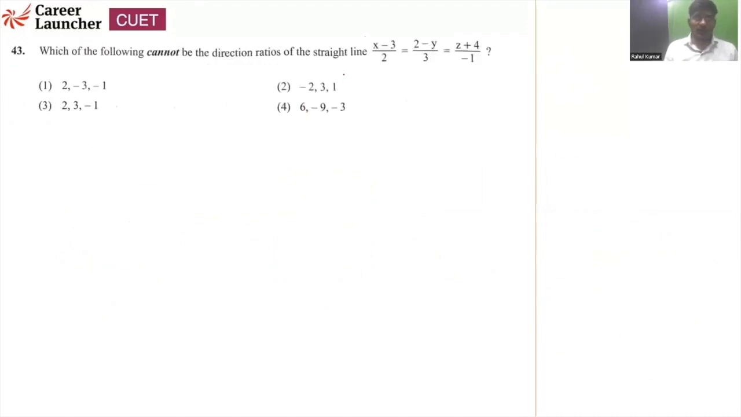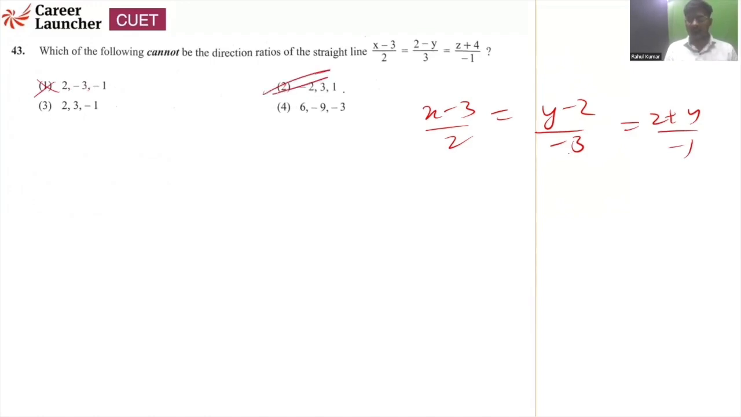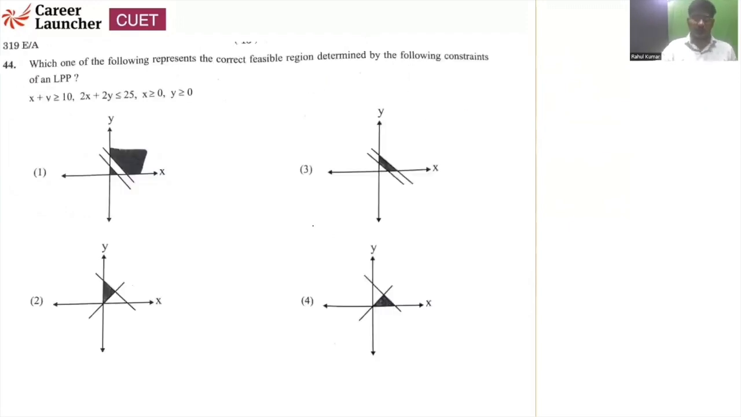Now, the next question is which of the following can't be the direction ratio? (x minus 3)/2 is equal to (y minus 2)/(minus 3) and (z plus 4)/(minus 1). So 2, minus 3, minus 1 will be there. 2, minus 3, minus 1, it can't be the answer. This is the only thing which can't be the answer. So option 2 is the correct answer.